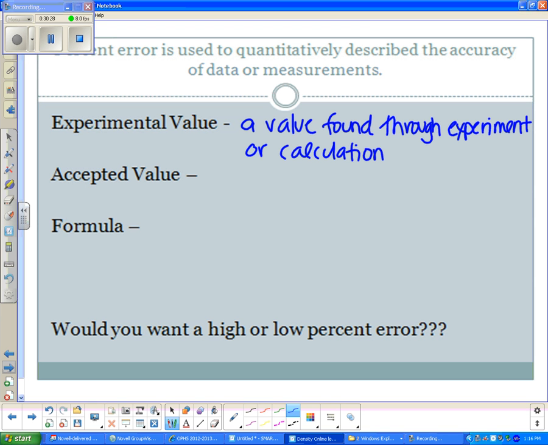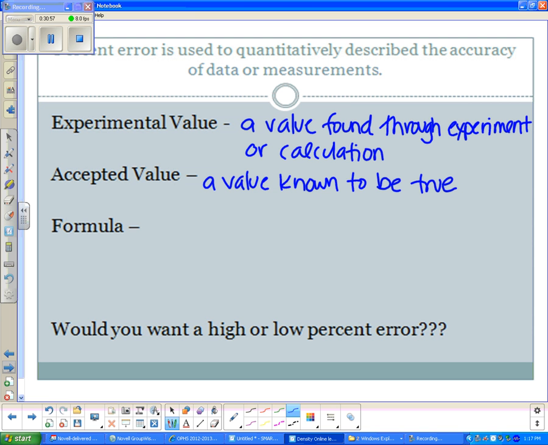The accepted value is exactly what it sounds like. A value known to be true. There are several places you can find accepted values. Our textbook has a lot of accepted values listed for both density and specific heat. There's also the Handbook of Chemistry and Physics. It has tons of accepted values for all kinds of different variables.